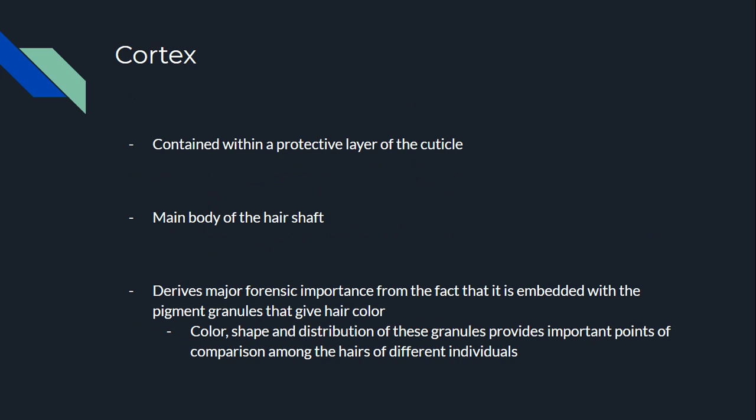The cortex is contained within the protective layer of the cuticle, so it's our next layer in. This is where the main body of the hair shaft comes from. It takes up about 70 to 80% of the hair shaft itself. And it derives major forensic importance due to the fact that it becomes embedded with the pigments of hair. So the more that you dye your hair, the more it will show in your cortex.